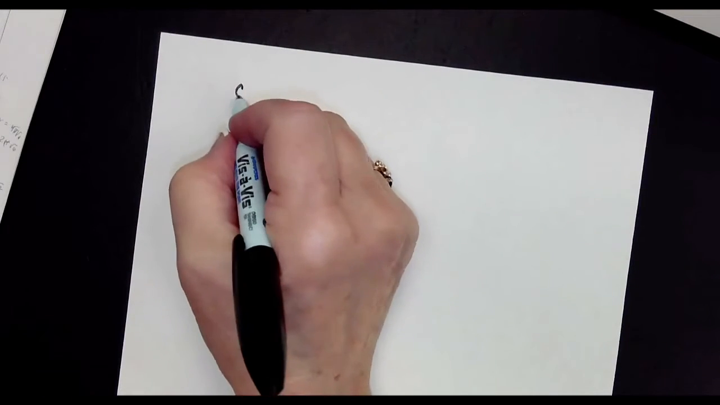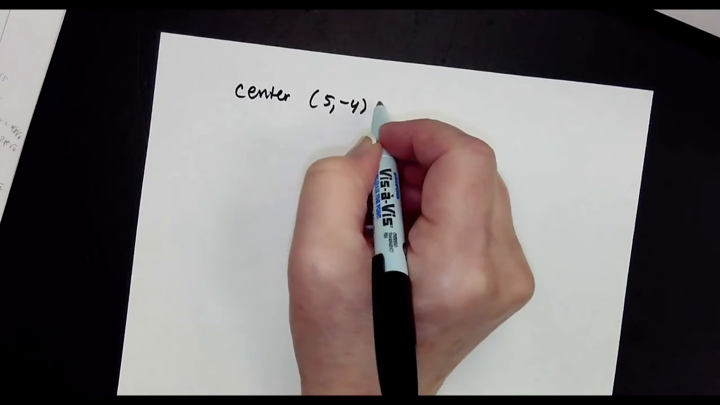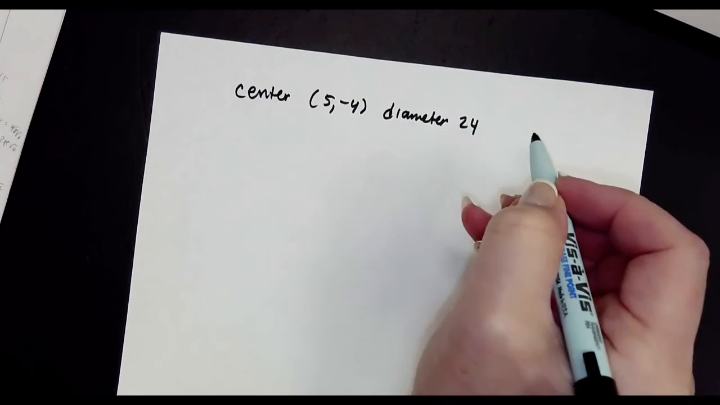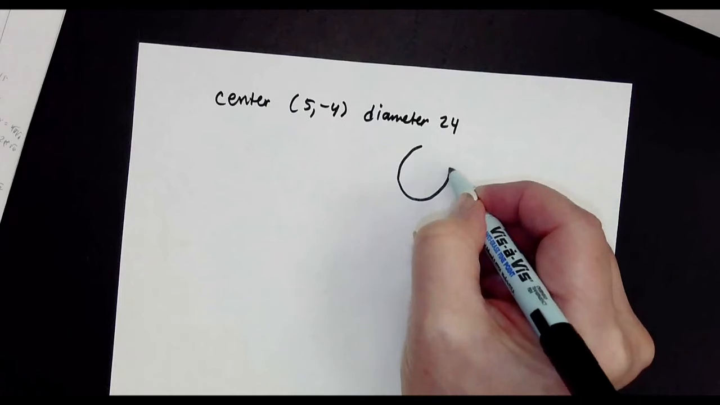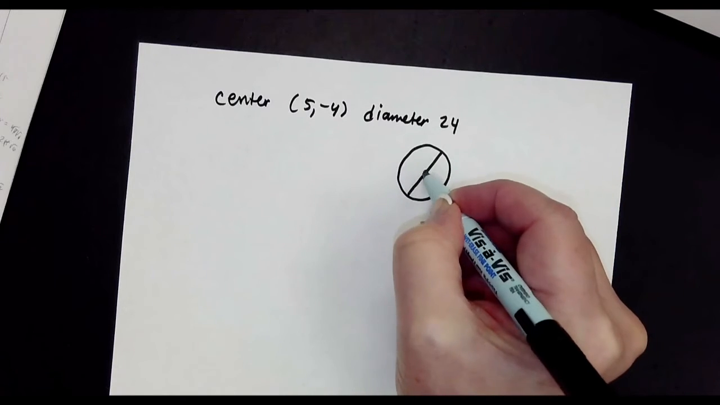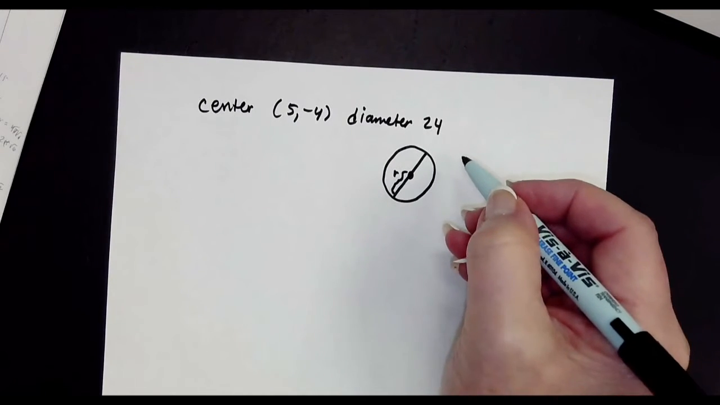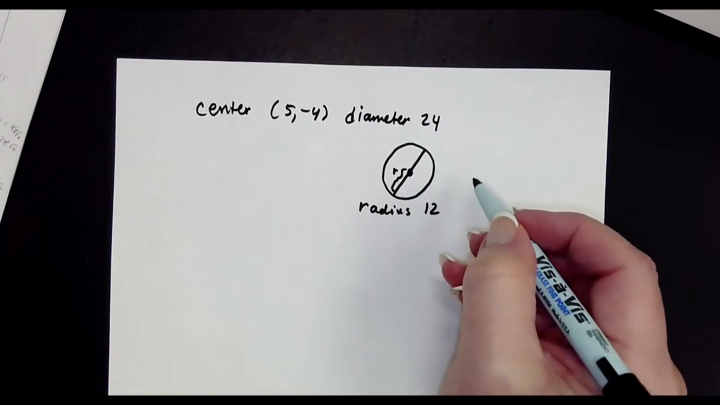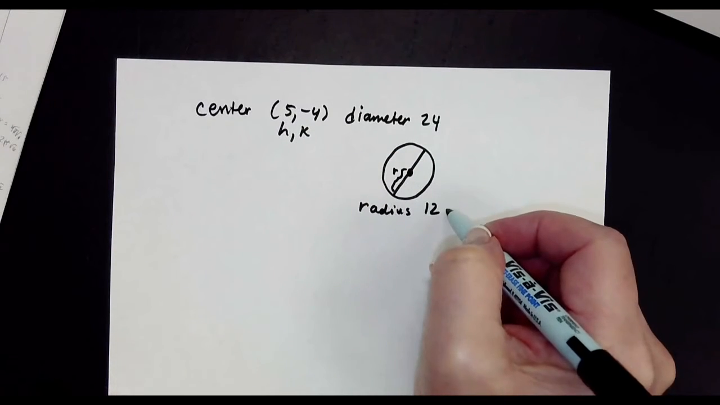This time they're going to give us some different things. They're going to give us the center to be 5, -4, and they're going to give us the diameter to be 24. Now, you know what a diameter is. The diameter is all the way across the circle. So if the diameter goes from here to here is 24, then what's the radius going to be, which is half of the diameter? You learned that in geometry, right? So my radius on this one is going to be 12, half the diameter, right? So my h and my k are here for the center, and here's my radius.